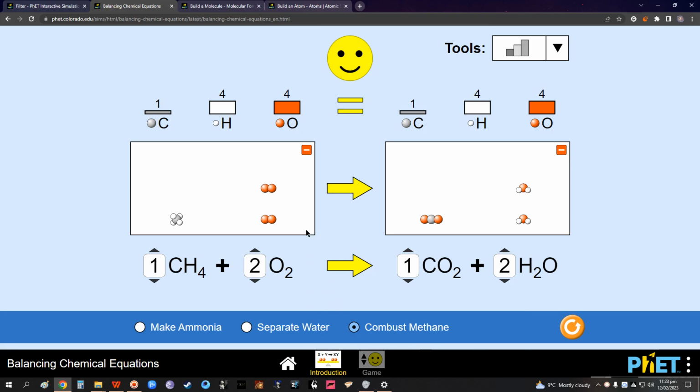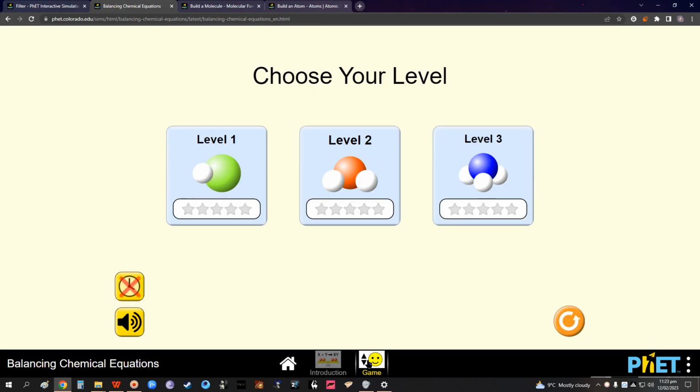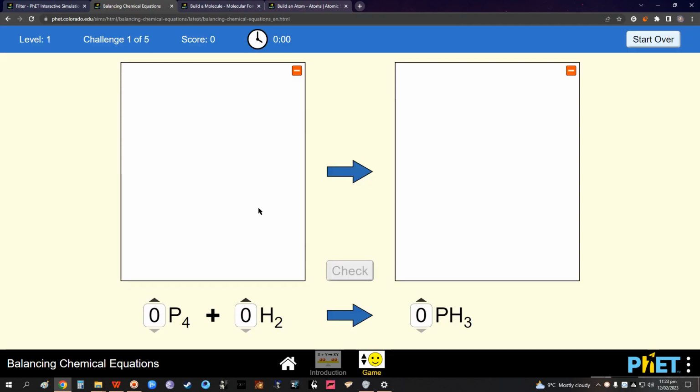This is just the introduction to this simulation. Now we can go into the game where we have different levels to identify these molecules. We can also use the timer if you want to gauge yourself how good you are doing, right? So level 1, we have this, we have the timer going on.